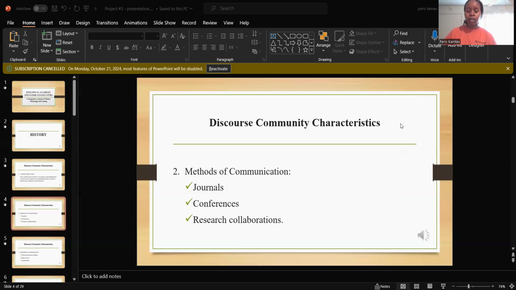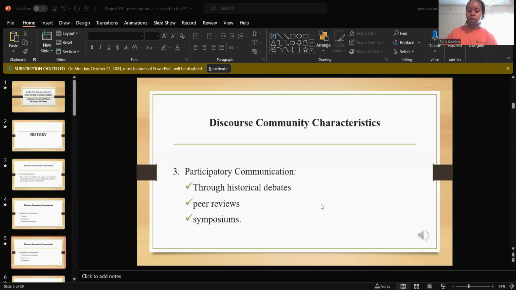Number two is the method of communication that includes journals, conferences, and research collaborations. The third one, we have participatory communication, which happens through historical debates, peer reviews, and symposiums.